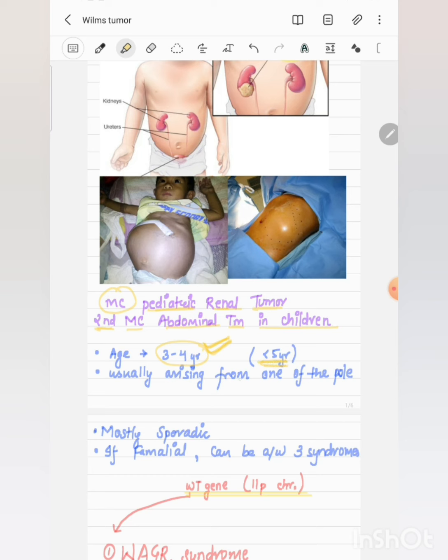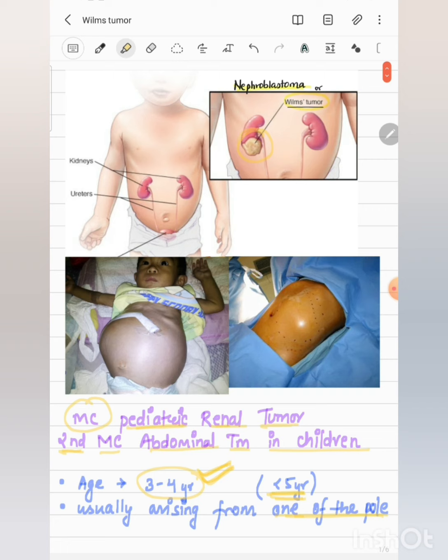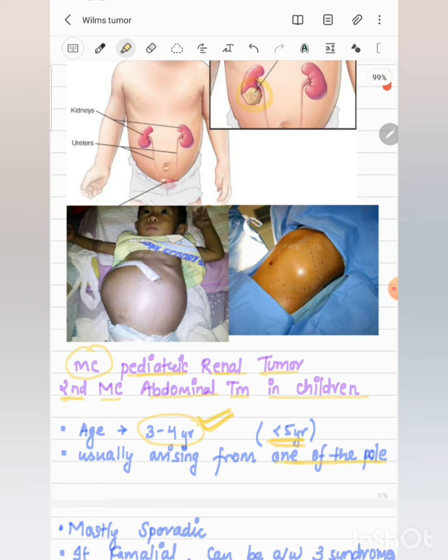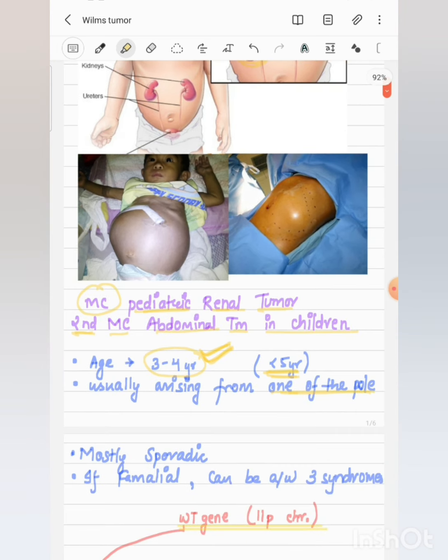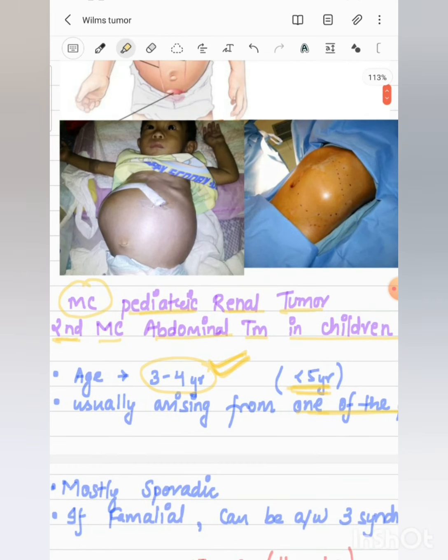Usually it arises from one of the poles of the kidney. As you can see here in this diagram, the tumor is arising from one of the poles of the kidney. In the later stage, it involves the whole kidney, but it starts confined to one of the poles. Now, here you can see this unilateral enlargement of the abdomen.